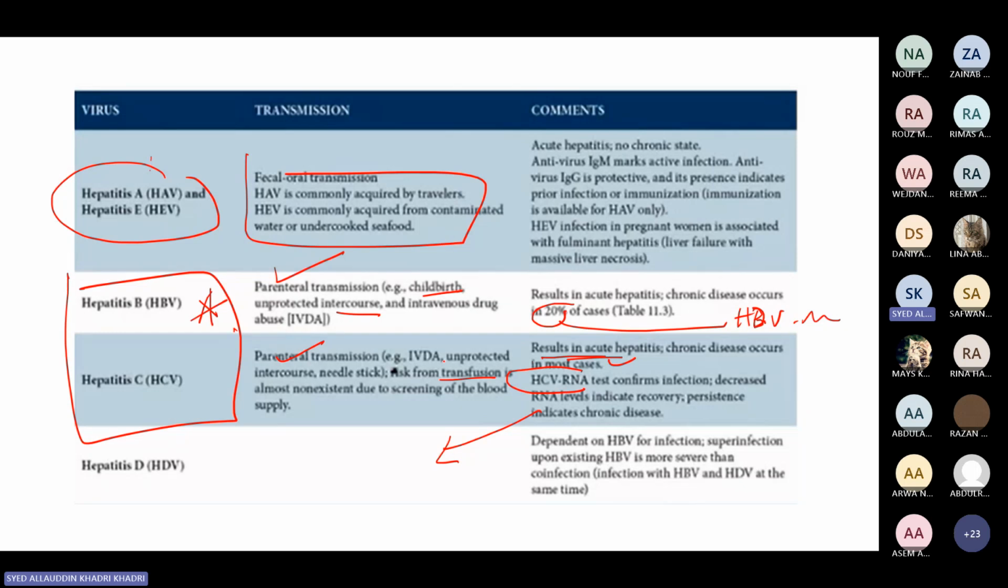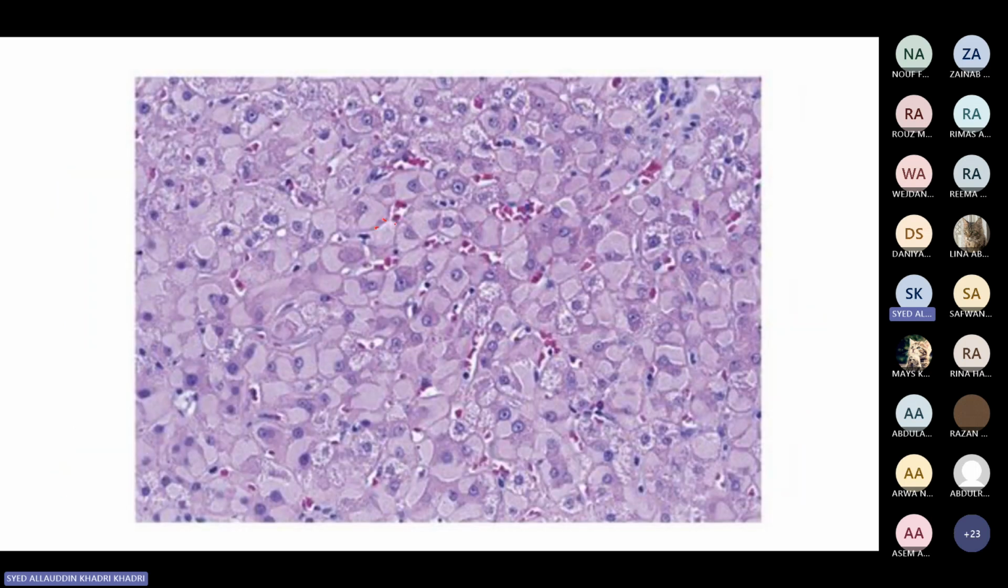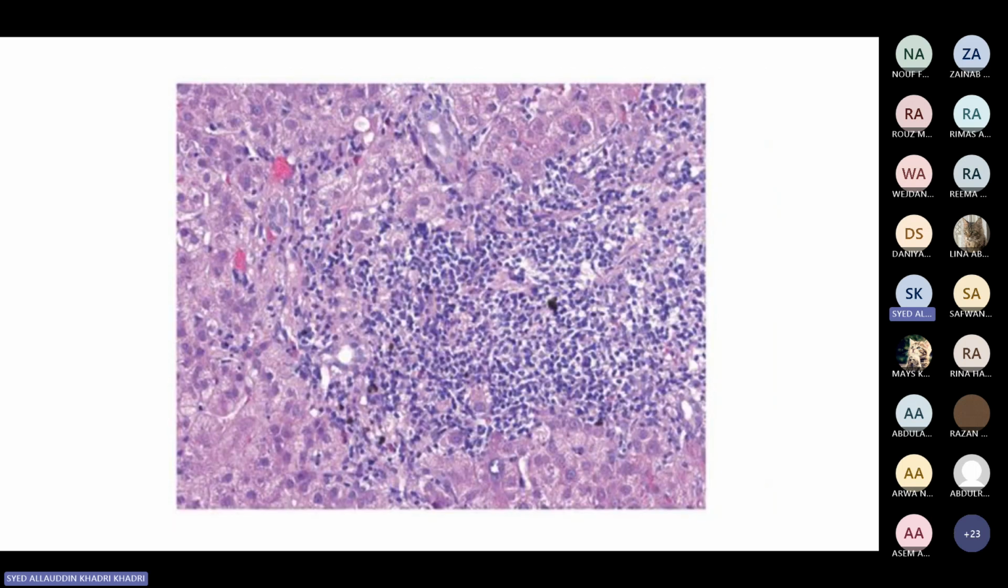Okay, hepatitis D, you go and read it nicely, nothing to worry. Now this is hepatitis B. We can see all these cells of hepatitis B very clearly, with the ground glass appearance. We call it ground glass appearance of hepatitis B. As compared to hepatitis C, we have a lymphoid nodule.